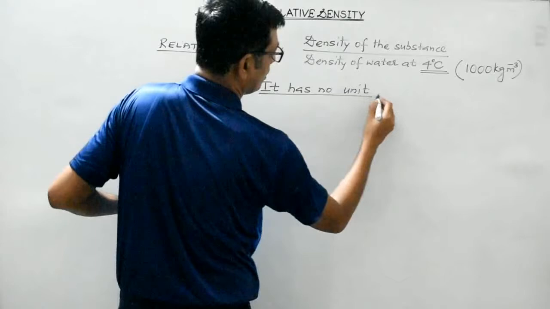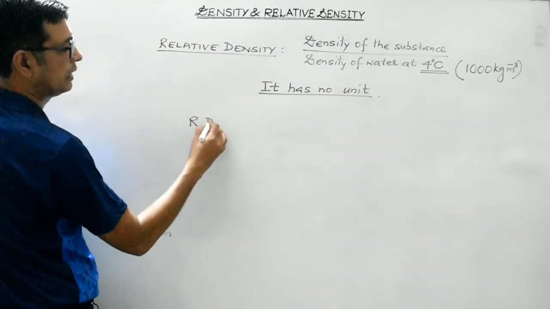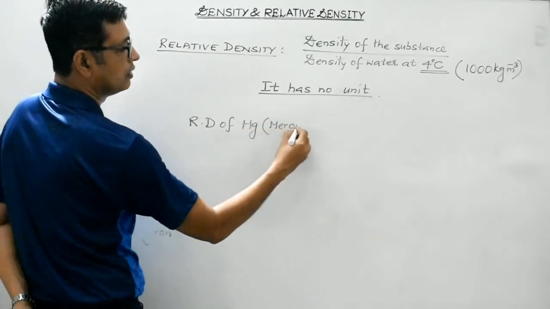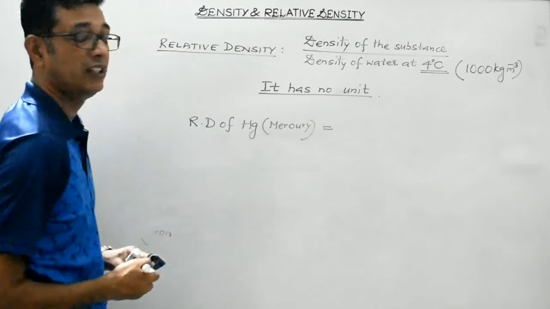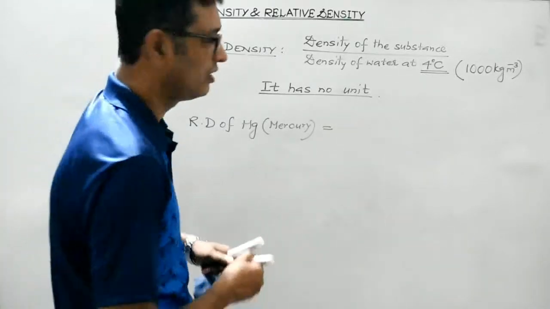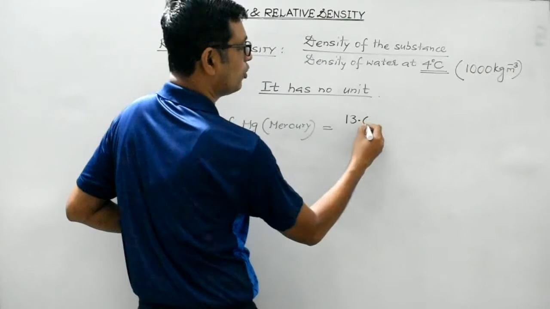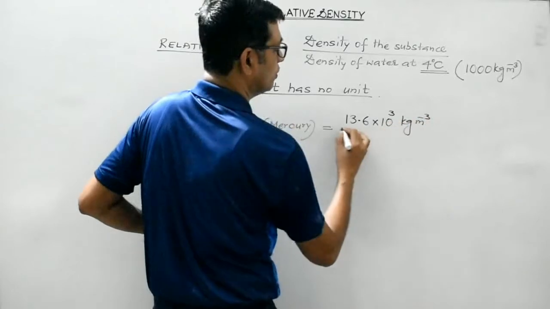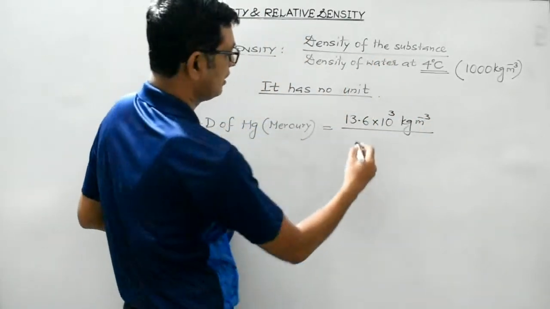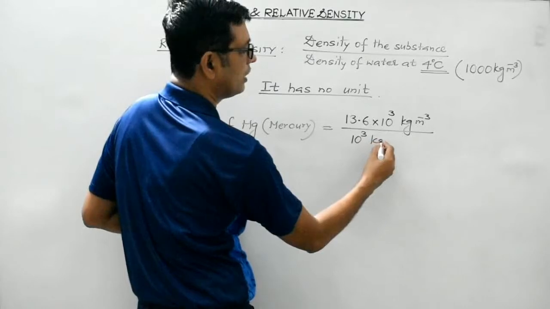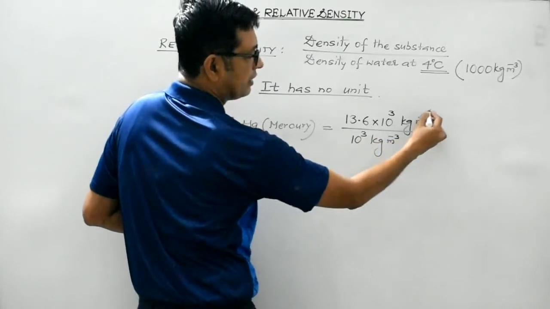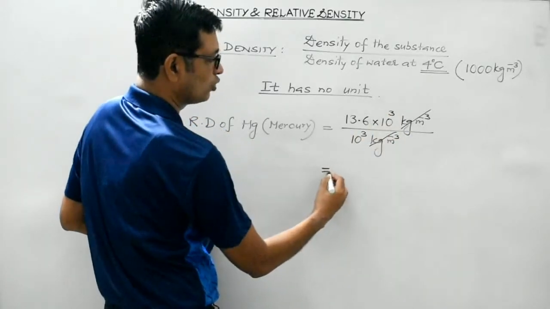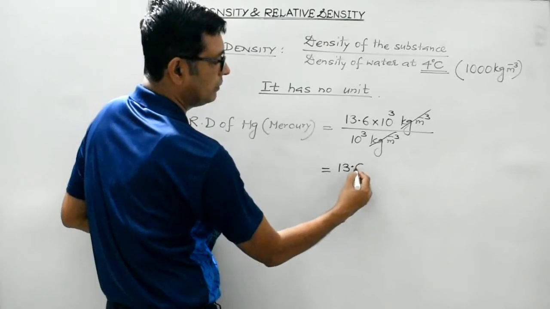For example, the relative density of mercury, Hg, which stands for mercury. The relative density of mercury will be equal to the density of mercury, which is 13.6 into 10 raised to the power 3 kg per meter cube, divided by the density of water, which is 1000, that is 10 raised to the power 3 kg per meter cube. Kg per meter cube gets cancelled, and 10 raised to the power 3 gets cancelled. So what will be the relative density of mercury? 13.6.